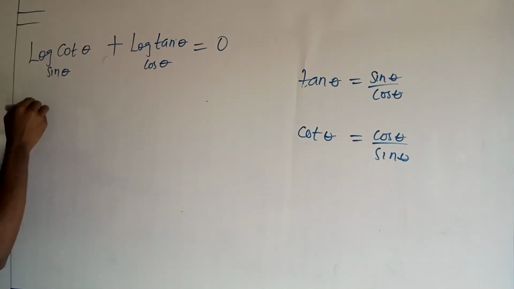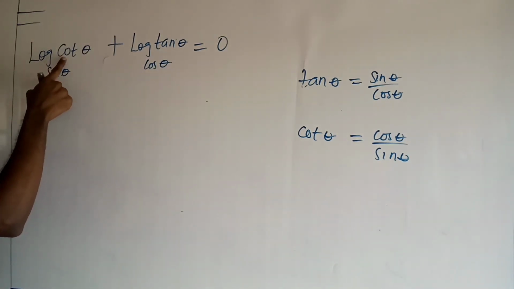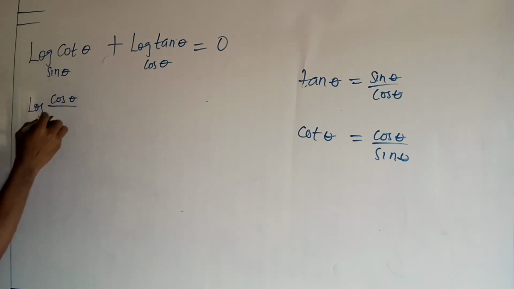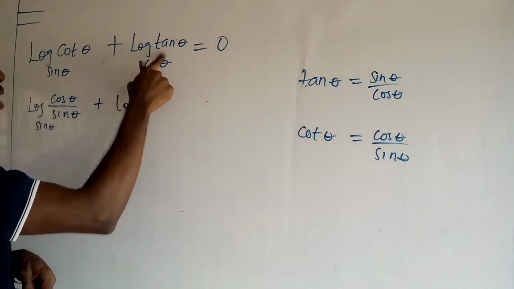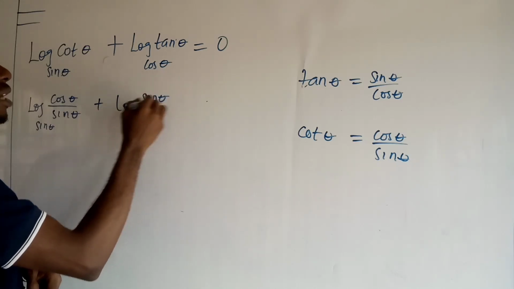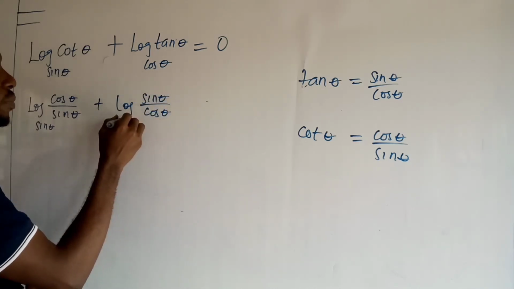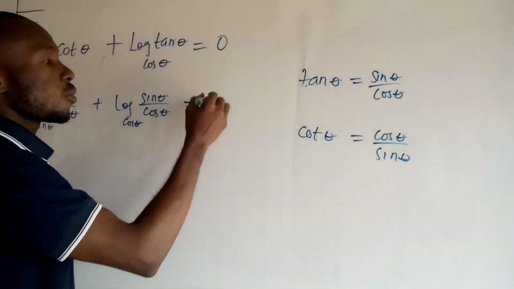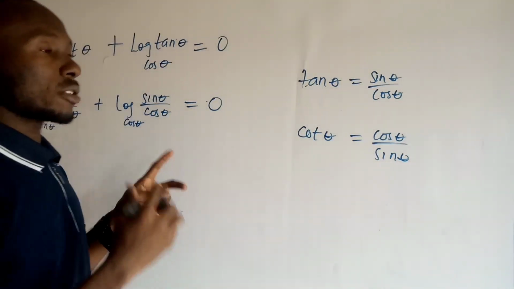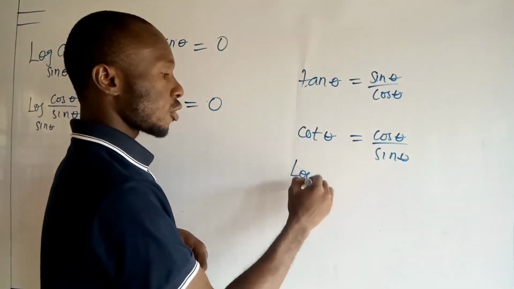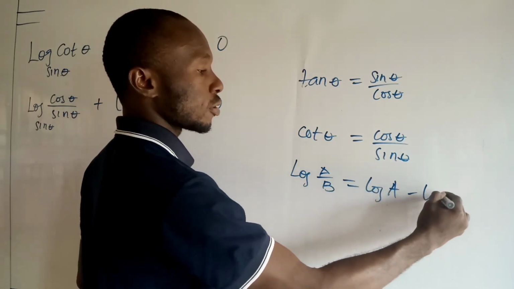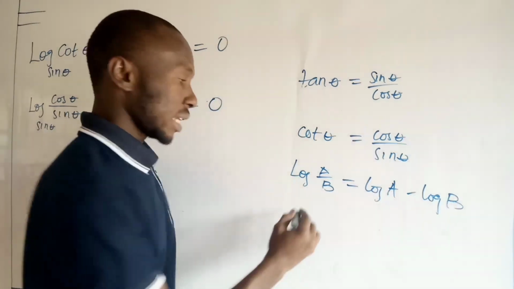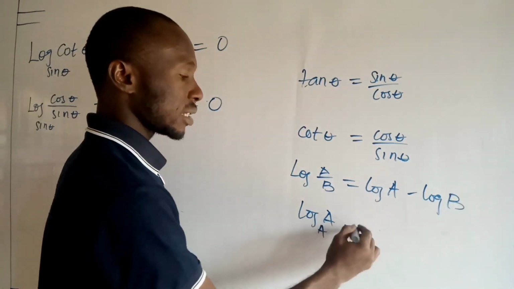So I have it to be log of cot theta, which is cos theta over sine theta, to the base sine theta, plus log of tan theta, which is sine theta over cos theta, to the base cos theta, all equal to 0. Now also remember some laws of logarithm that says if you have log a over b, you can write this as log a minus log b. And don't forget that log a base a is 1.